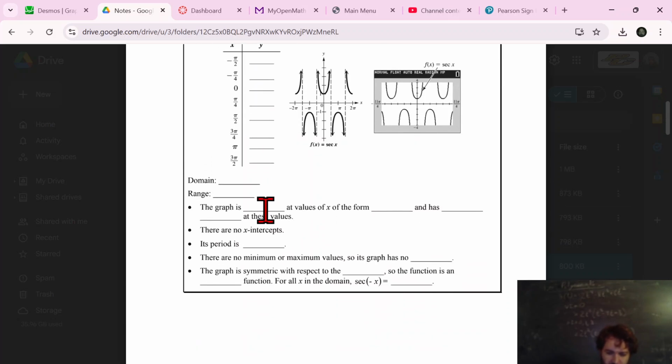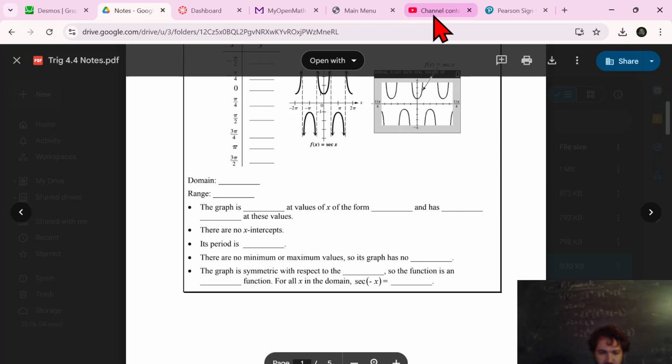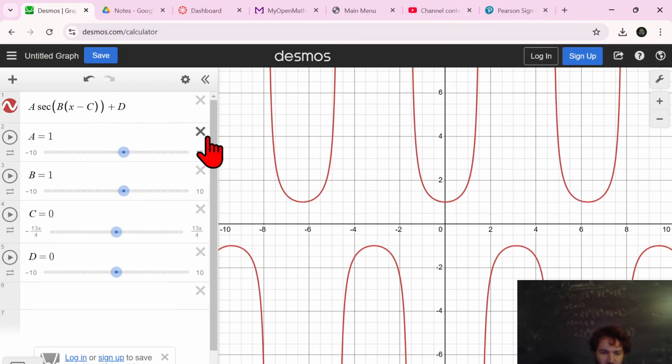So really the features that we need to discuss about secant and cosecant, because they operate much the same way that sine and cosine do, because they're based off of sine and cosine, we need to talk specifically about the domain and the range of these functions, because if you were to take a look at the graph, you will notice that it is different in a couple of key ways from the graph of sine and cosine.